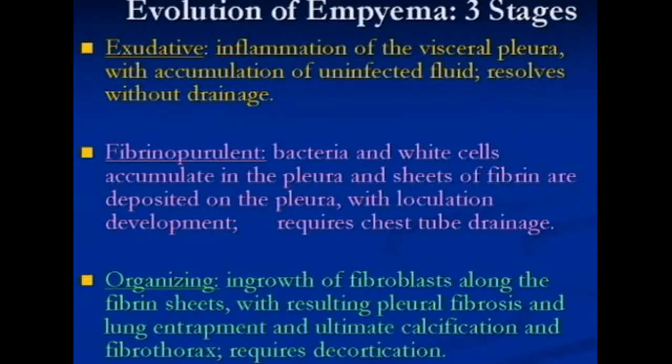There's the fibrinopurulent phase, where bacteria and white cells accumulate on the pleural surface with fibrin deposited on the pleura, and you start to get loculations. You're going to need a chest tube to get rid of this infected pleural material. And the last phase is the organized phase, where you have fibroblasts growing along these sheets on the pleura, resulting in fibrosis, lung entrapment, and ultimately fibrothorax. Okay, that needs a decortication to cure this patient.